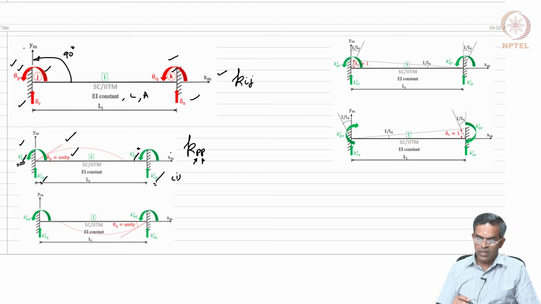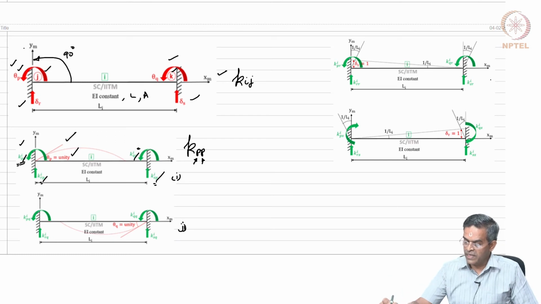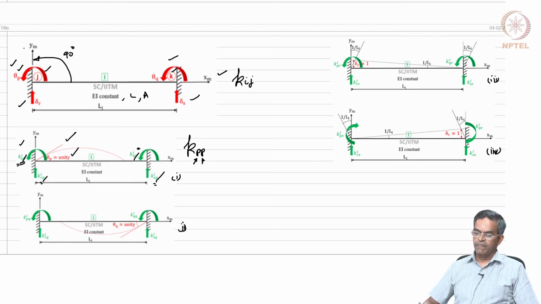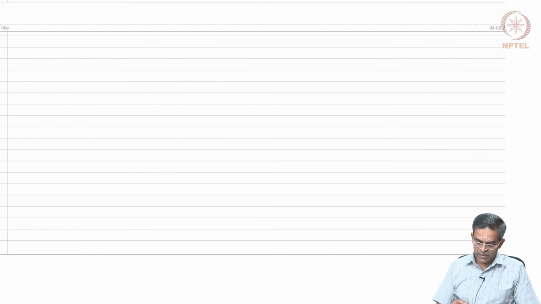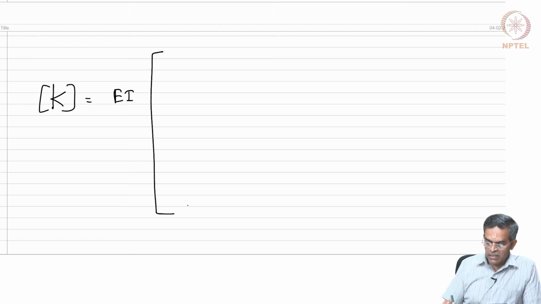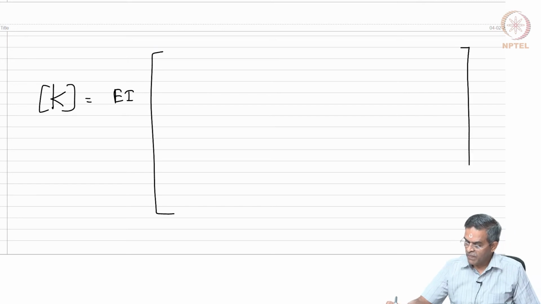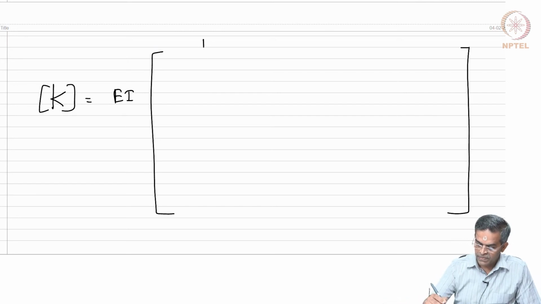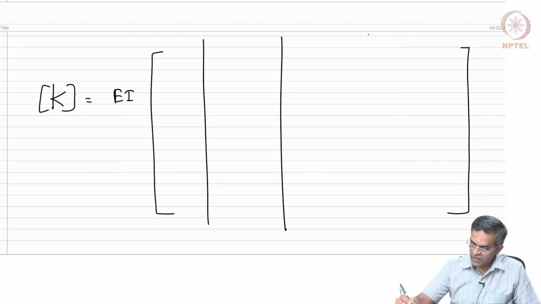So, unit rotation at the jth end, unit rotation at the kth end, unit displacement at the jth end and unit displacement at the kth end. With the standard convention, we derive the stiffness matrix for this and we said the stiffness matrix for a fixed beam neglecting axial deformation is given by this. So, a 4 by 4 matrix.